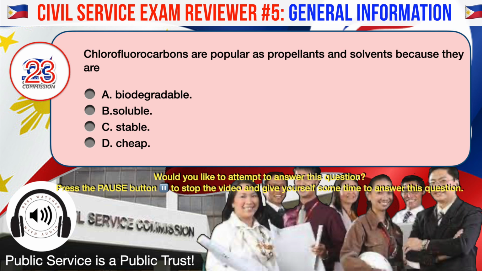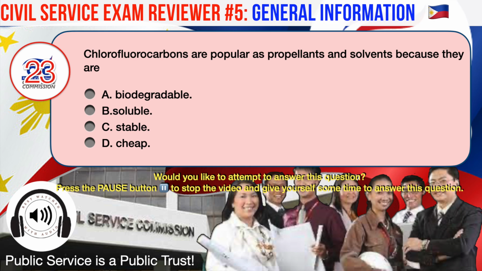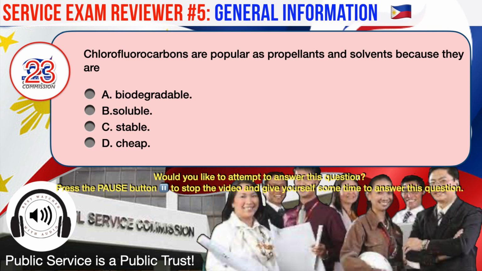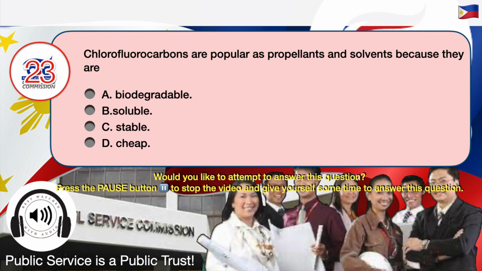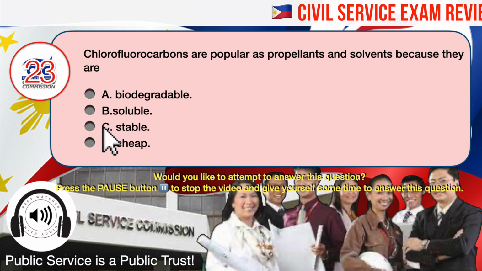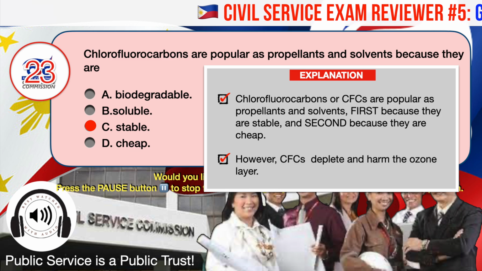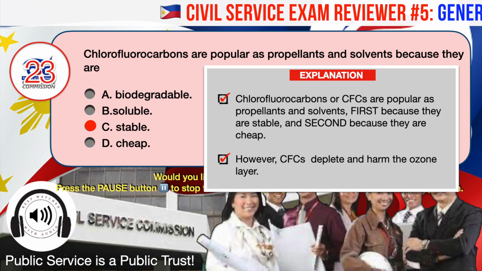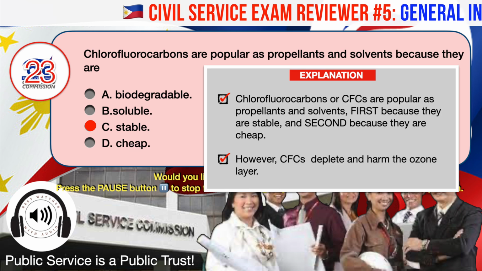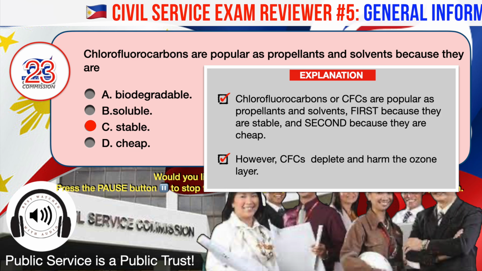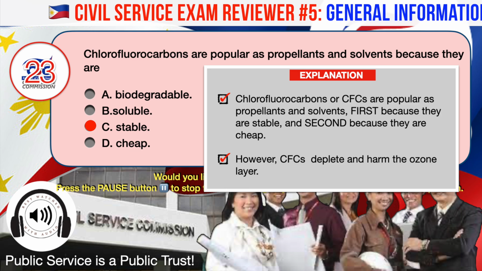Question number 23. Chlorofluorocarbons are popular as propellants and solvents because they are: A. Biodegradable. B. Soluble. C. Stable. D. Cheap. The correct answer is C. Chlorofluorocarbons or CFCs are primarily popular as propellants and solvents because they are stable. As an added bonus, they are generally inexpensive, which makes them doubly attractive commercially.